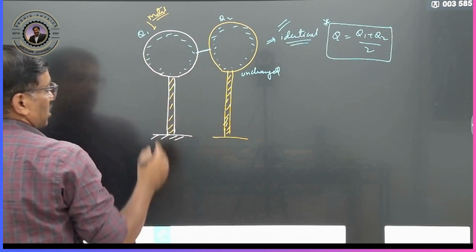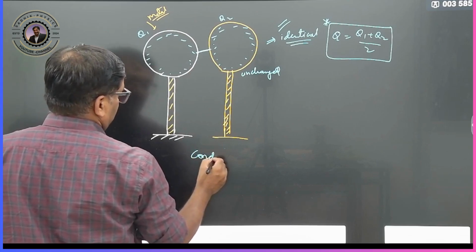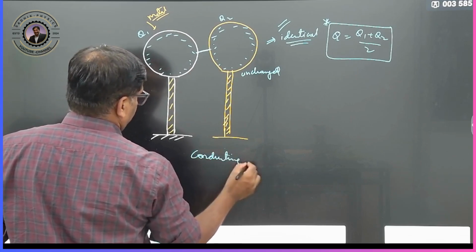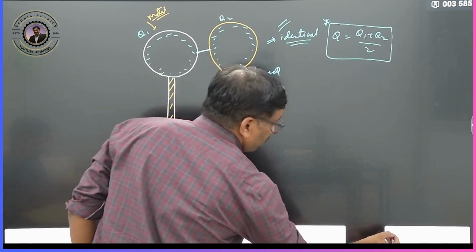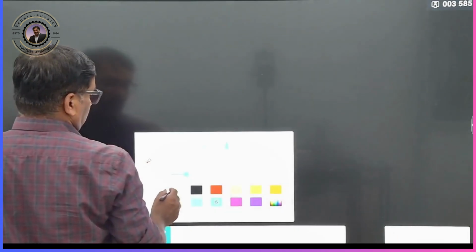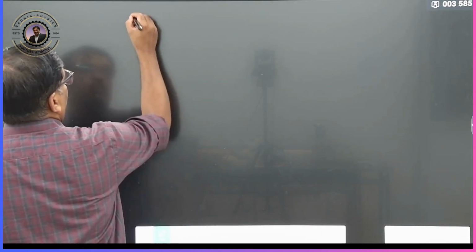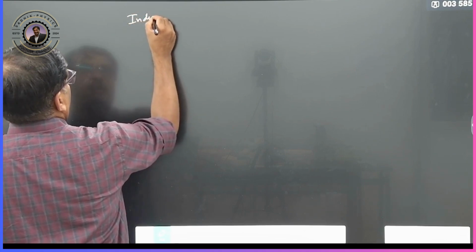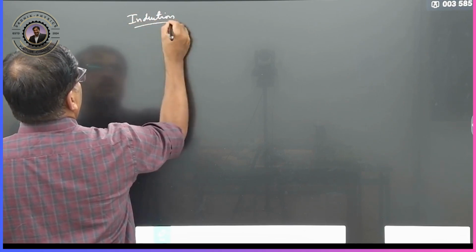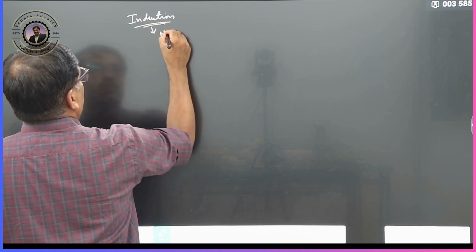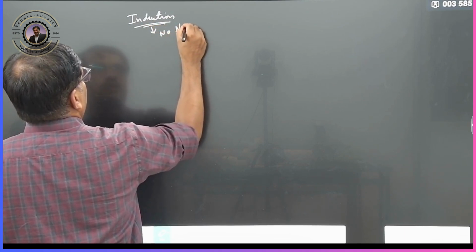So we can make the charged body. This is called the conduction method. Clear? Now we'll go for the induction method. Induction method means there should be no physical contact.